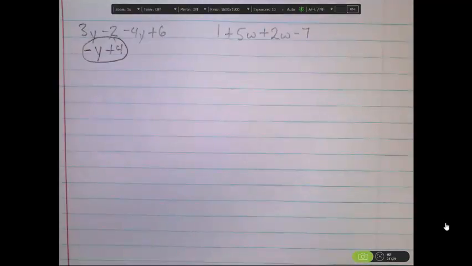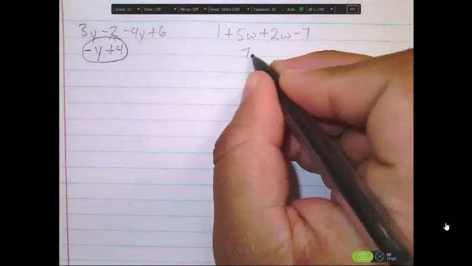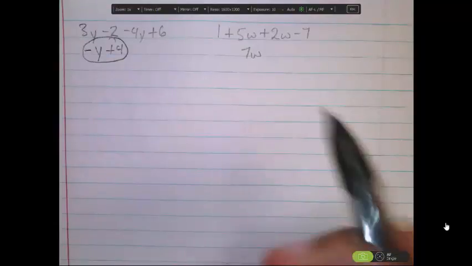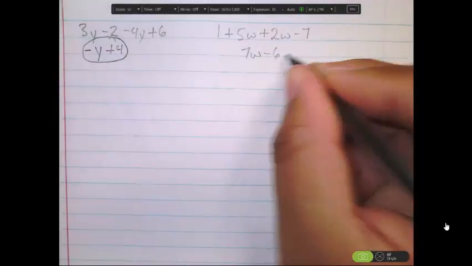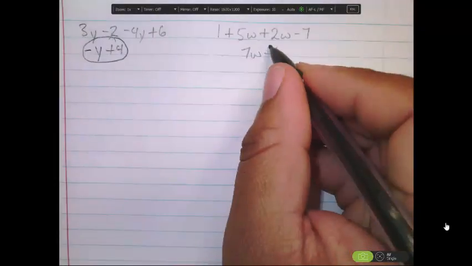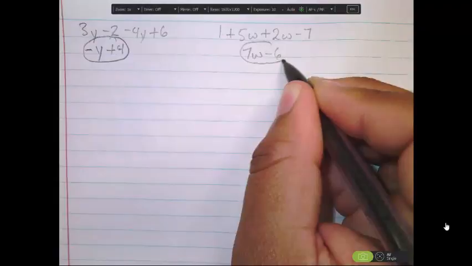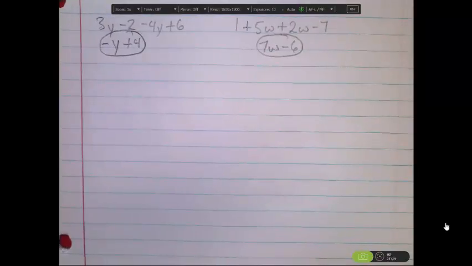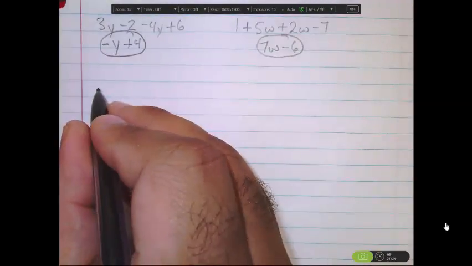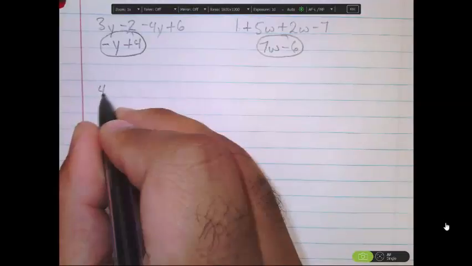All right, 5 plus 2 is 7w. And 1 minus 7 is going to be -6. We've got our new expression. We're circling it because there's nothing else we can do to simplify. So we are finished. Good? Excellent. Let's try another. This morning we talked about distributive property. So let's do one with that.